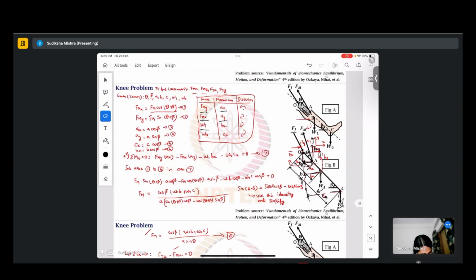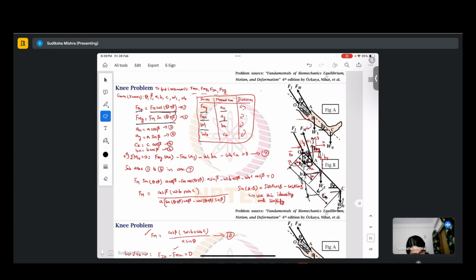Normal trigonometry says that if this is beta, this will also be beta, and if this is theta, this will also be theta. So the angle that Fm forms with the x-axis is theta plus beta. Fm can be split into Fm cos(theta plus beta) and Fm sin(theta plus beta). The x component comes from cos(theta plus beta), and the y component comes from sin(theta plus beta).